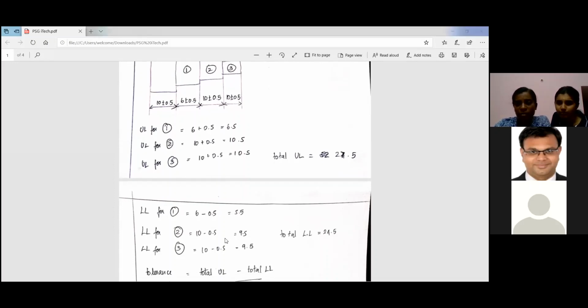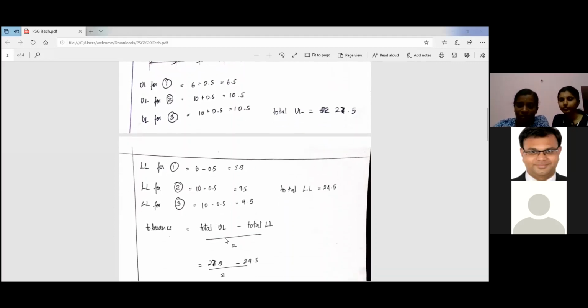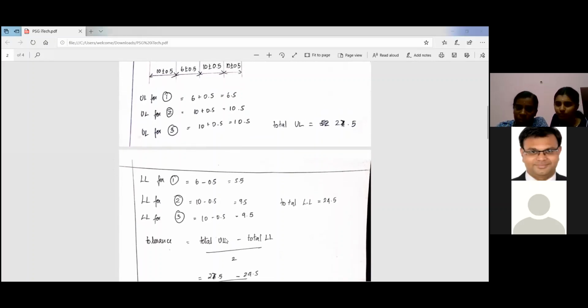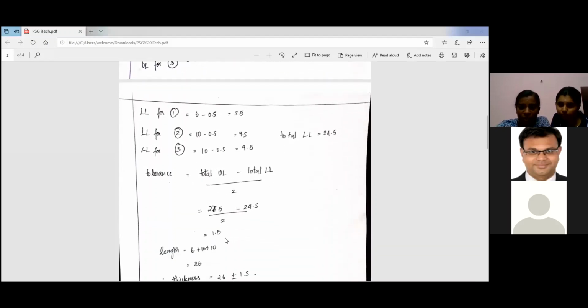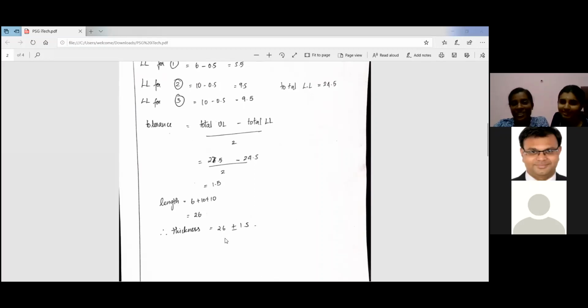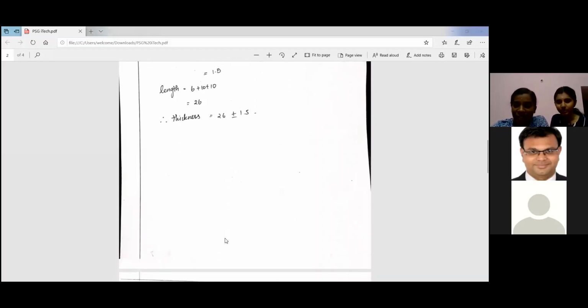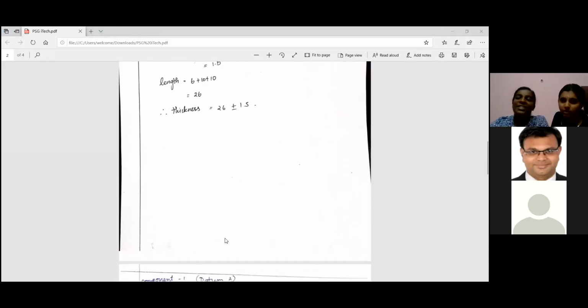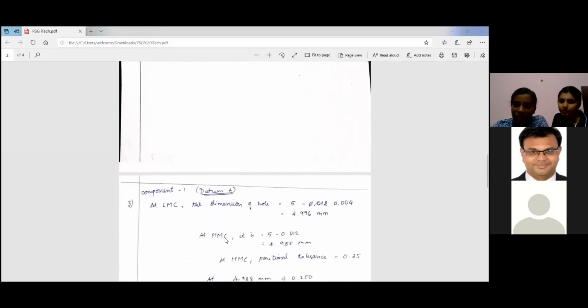This is what I told you. How you got this, anyway, your approach is also good, and even the last team did the same. You have to go like this: 26 plus or minus 1.5. When you go to the next one, it is similar. Sir, our answer is also 26 plus or minus 1.5. Yeah, that's the correct one. But when you go to the baseline, you need to correct the same thing. Basically, you need to close the loop.